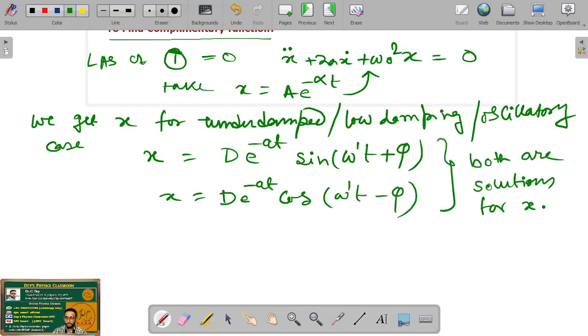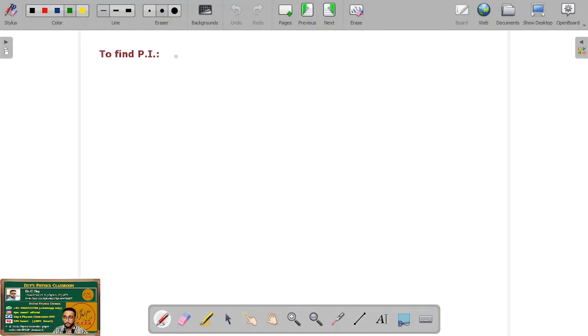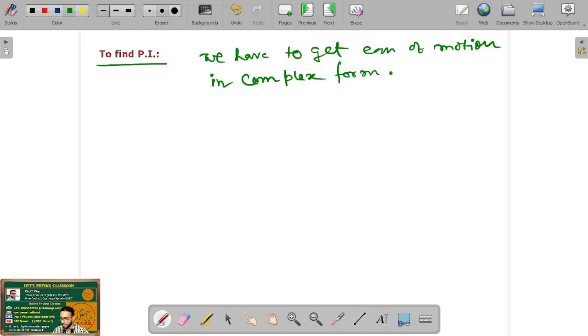So both these are solutions for the displacement, or the complementary function, for equation 1, which I have already discussed in the damped harmonic vibration video. There you can go and check it. These are the complementary functions that we got. Next we have to find the particular integral. So we have to get the equation of motion in complex form.